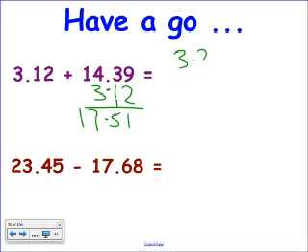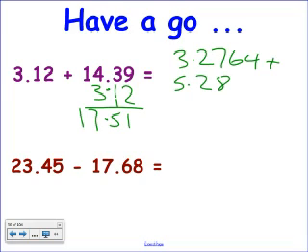Great if you can do it in your head because it's money. In an exam, they might say 3.2764 plus 5.2832. What are you going to do now? Do that in your head? Maybe not. Right. Let's look at the subtraction then.